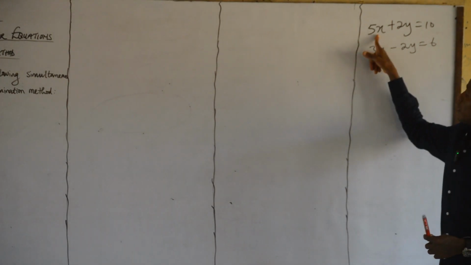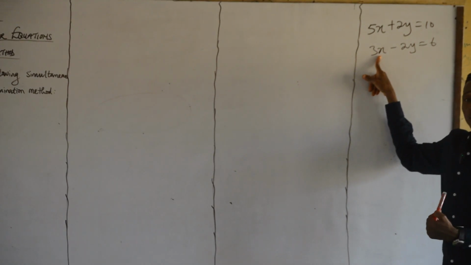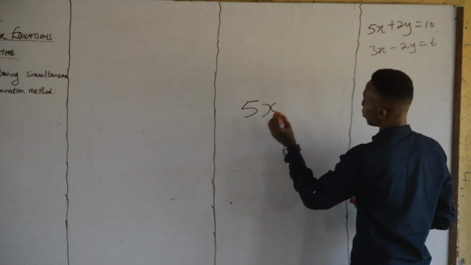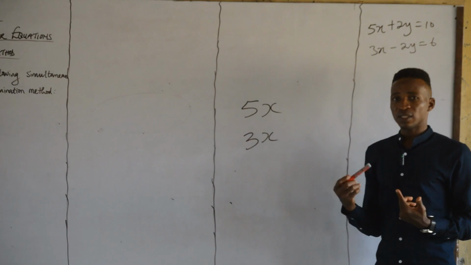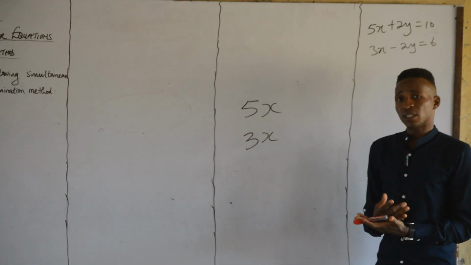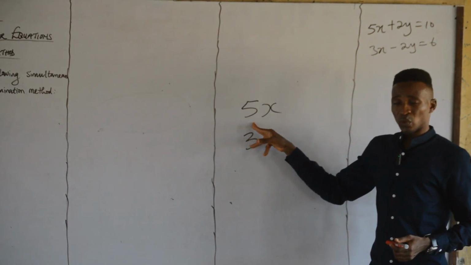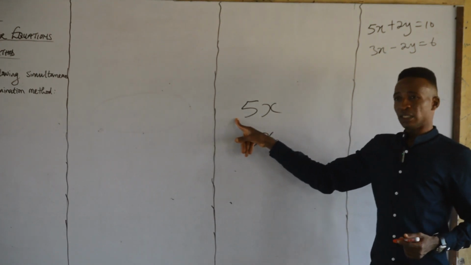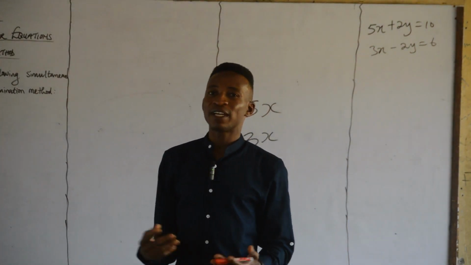The coefficient of x in equation 1 is 5, while equation 2 has 3 as the coefficient of x. Now when you have 5x from equation 1 and 3x from equation 2, ask yourself, how can I make this 5 and 3 have the same coefficients? That means, what number will I use to multiply this to give me a number that will be the same as the second one here? Or better still, you can just ask yourself, what is the LCM of 5 and 3?